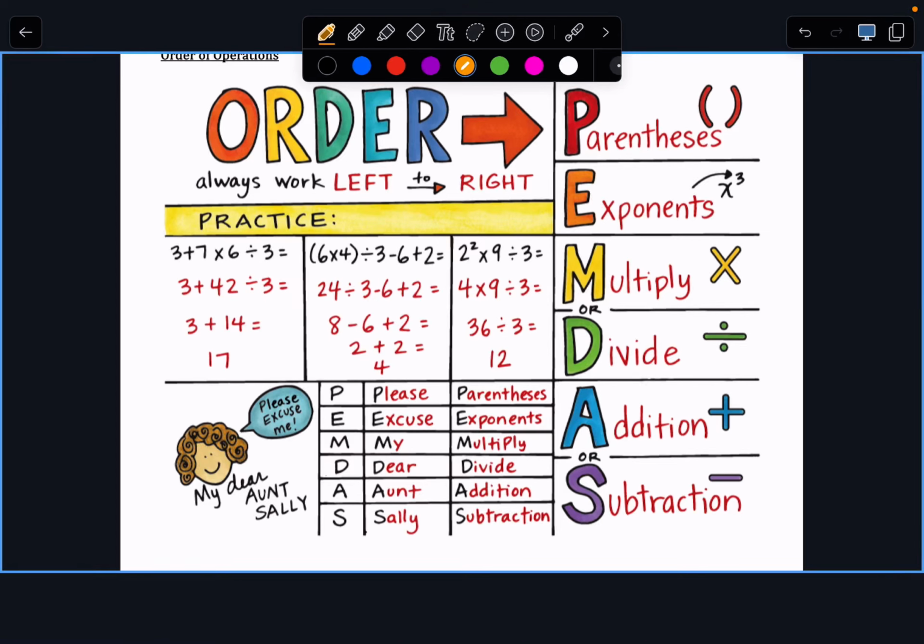Okay. Order of operations. Tell us what to do first, second, third, fourth, fifth. Okay. PEMDAS. Please excuse my dear Aunt Sally. Parentheses or anything grouped together first. Then exponents. Multiply and divide are tied, so we go left to right. Addition and subtraction are tied, so we go left to right.